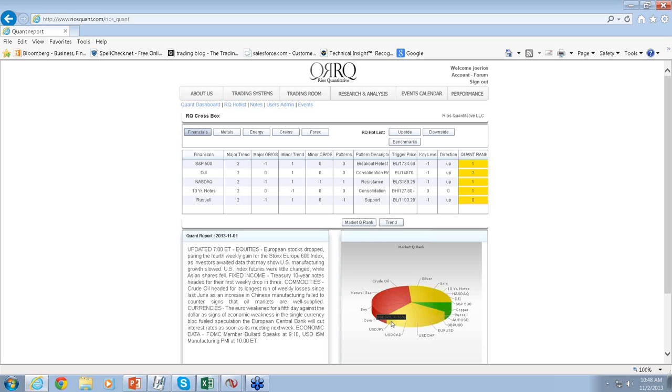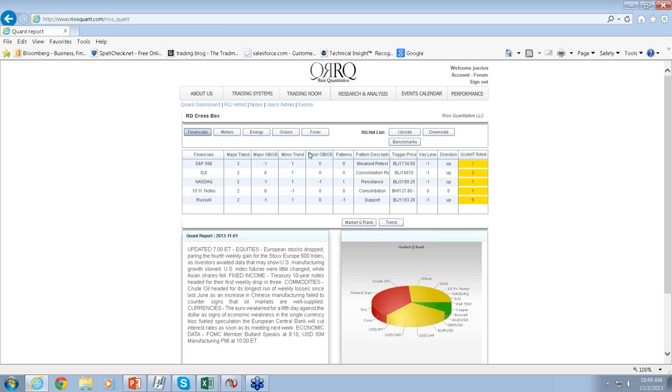Now that doesn't mean anything more than the market's range bound if it's neutral. It's not trending. If it's bearish or bullish, it's trending. Well, very little has been trending up of late, at least coming out of London into New York this day. This is updated somewhere between 6:45 and 7:30 a.m. Joe Rios makes sure of it.